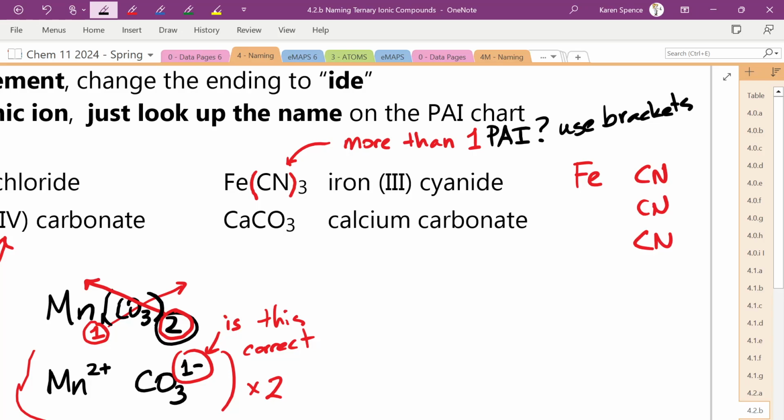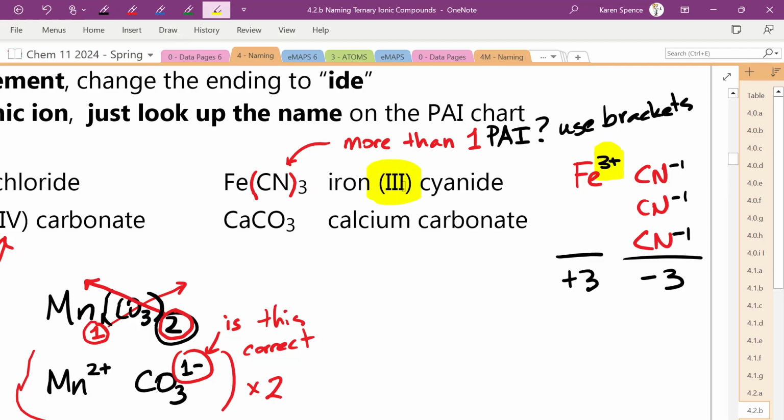You look up cyanide, it's got a -1 charge. What's the total negative charge? -3. That means our total positive charge is +3. There's not more than one iron atom, so all of that 3+ goes here, and that means that this 3 is what we use as our Roman numeral.